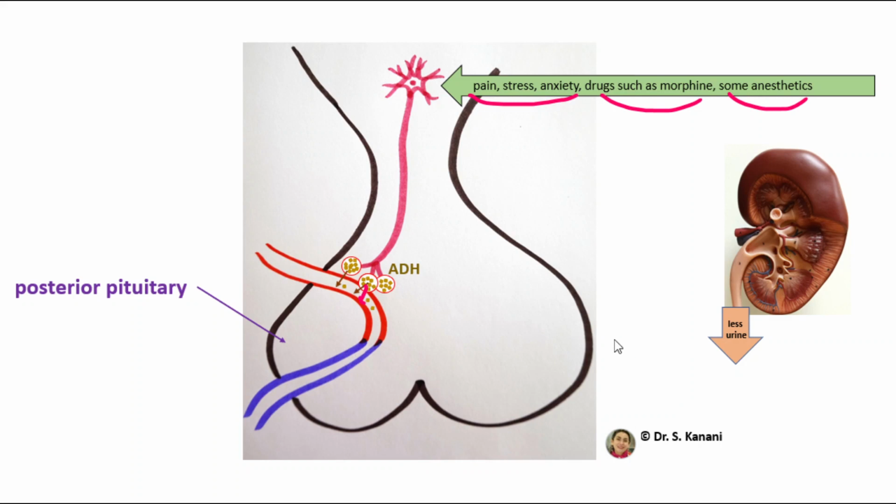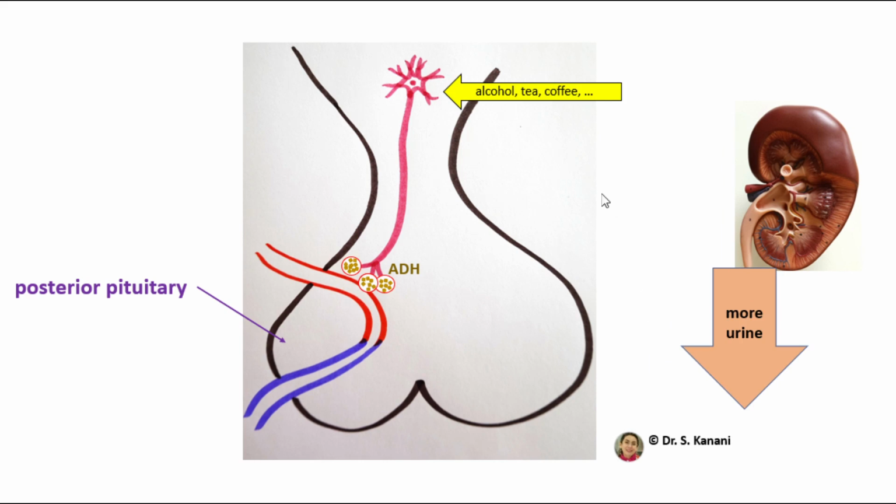And please keep in mind, when the level of ADH in blood increases, that simply means kidneys produce less volume of urine, and that helps keep the blood pressure elevated. And we know that when blood pressure is within that acceptable range, blood flow is going to happen fast enough.